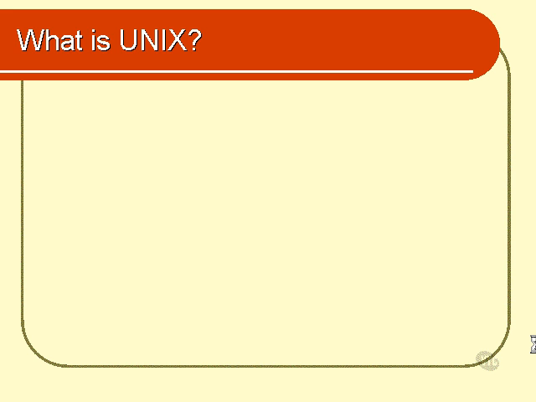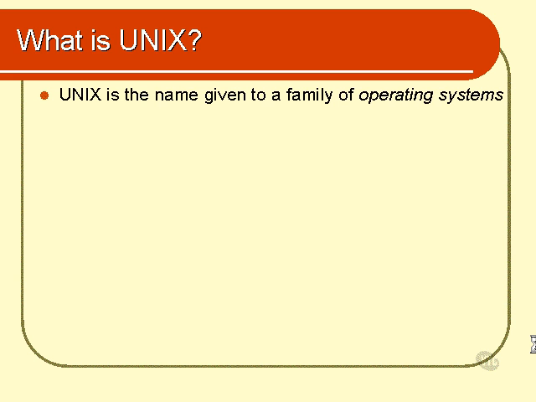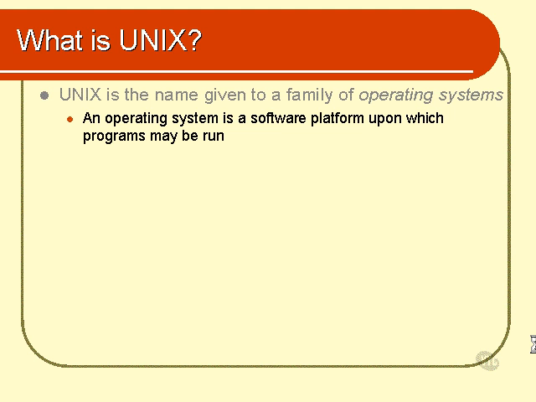So the first and most obvious question to ask is, what is Unix? Well, the simple answer to that question is that Unix is the name given to a family of operating systems. There's a couple of things I need to mention about that particular point. Firstly, I need to tell you what an operating system is. Well, an operating system is a software platform upon which programs may be run. Now, that's all very well to say that, just like that, but what does that actually mean?